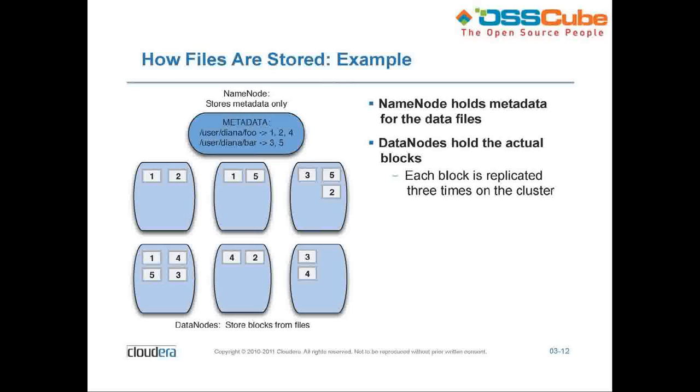So the master nodes need to be running. If the master node is down, in some cases, such as the name node, your whole cluster becomes inaccessible. You can't do anything with your cluster. So in this case, the name node is a single point of failure.